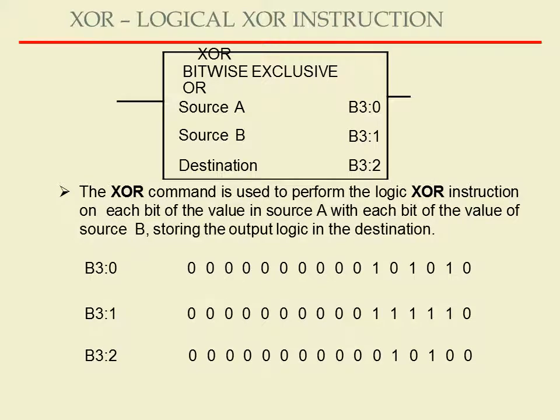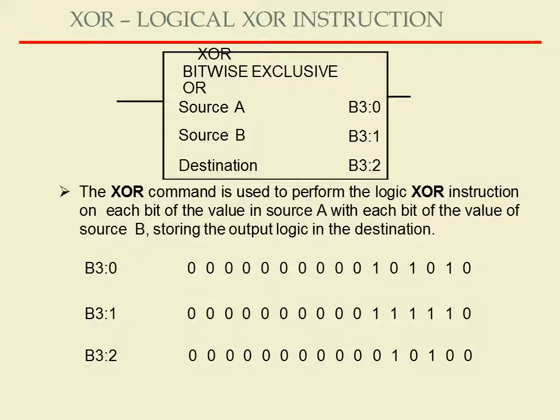The next is XOR. It is called as bitwise exclusive OR. Okay, the previous OR operation is also called as bitwise inclusive OR, and this XOR is known as bitwise exclusive OR. Okay, so here there are also two sources. Source A file is B3:0, source B file is B3:1, then destination is B3:2.